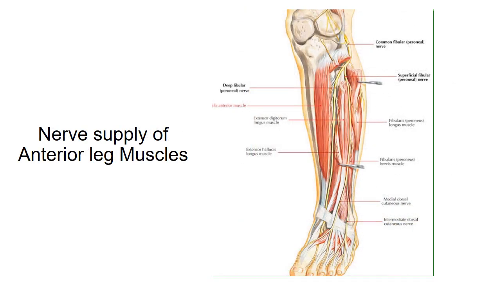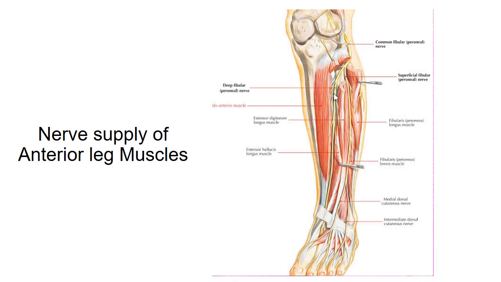Now let's talk about the nerve supply of anterior leg muscles. This is the common fibular nerve, which is also known as peroneal nerve. This peroneal nerve divides into a superficial branch and a deep branch. This is superficial peroneal nerve. This is deep peroneal nerve or deep fibular nerve.